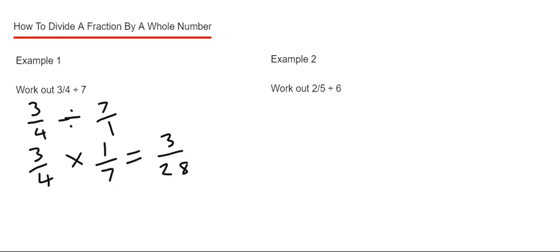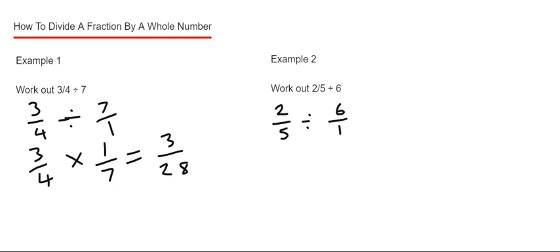So let's move on to example 2 then. So we've got to do 2/5 divided by 6. So again, we change the 6 into a fraction by making it 6 over 1. So we're working out 2/5 divided by 6 over 1.